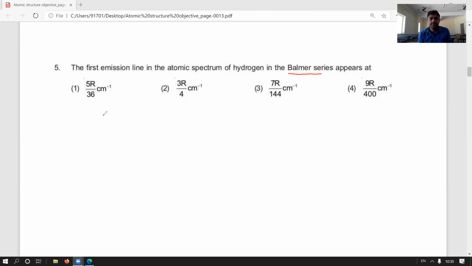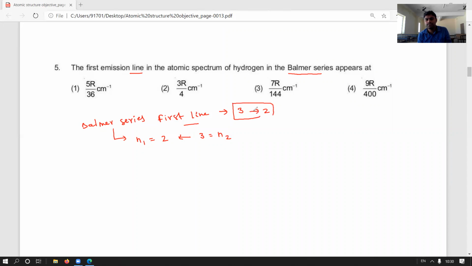Balmer series, the first emission line, the first line. So we know that in the Balmer series, n1 is equal to 2. First line means the transition from n2 equal to 3. Means the first line is the transition from 3 to 2. In that 3 to 2, that's what they asked.